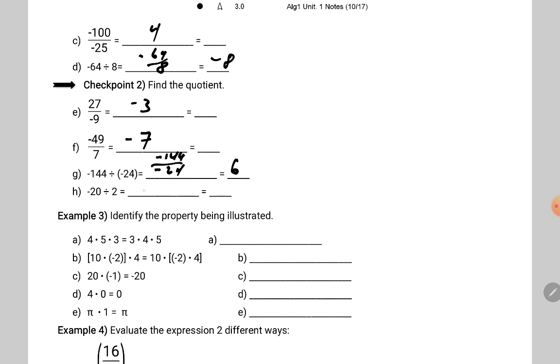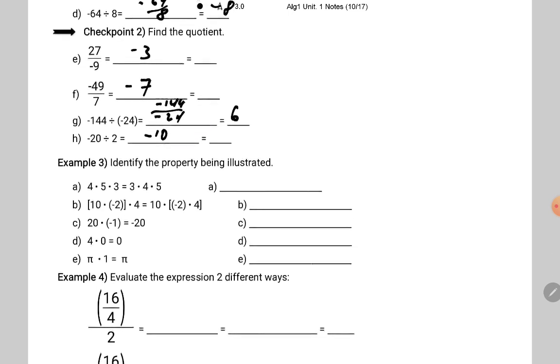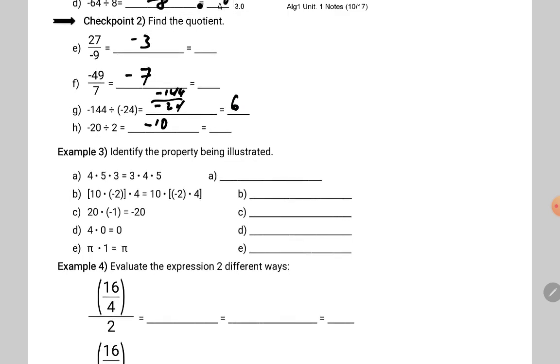So negative 20 divided by 2 is negative 10. All right. 2 goes into 20 10 times.